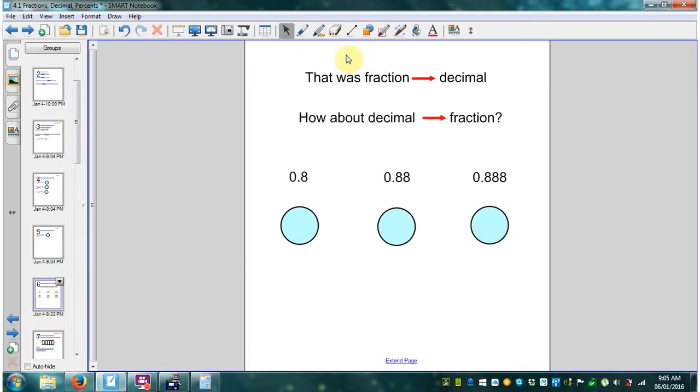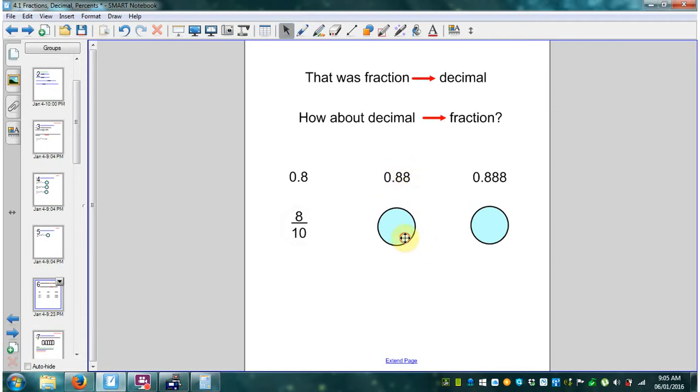So, that was a fraction to decimal conversion. So how about decimal to fraction? So here I got 3 different examples, and we'll go over these more in depth now in a second. So 0.8, that can be written as a fraction, 8 over 10. Some of you guys might recognize that already.